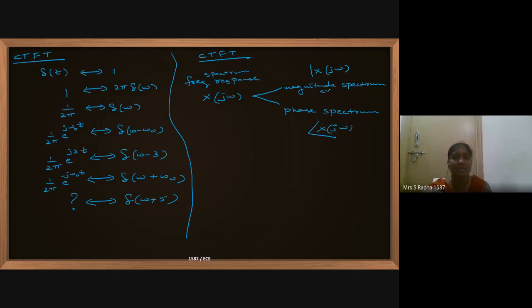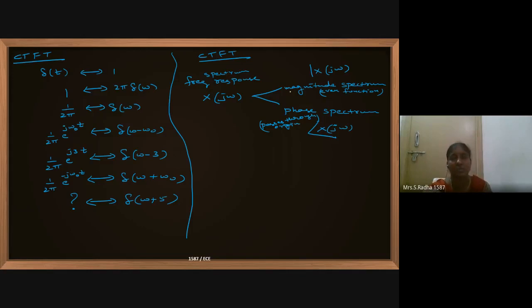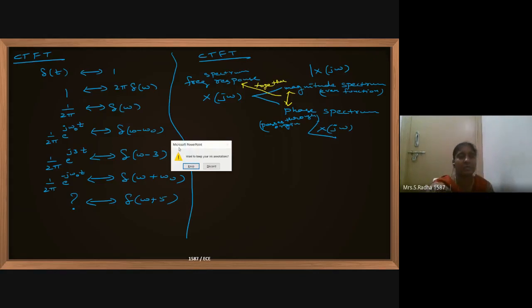The magnitude spectrum is an even function, and the phase spectrum passes through the origin. These are the behaviors of the magnitude and phase spectrum. Magnitude and phase spectrum together are called the frequency response. Okay, almost I have completed everything, the revision required for the complete syllabus.